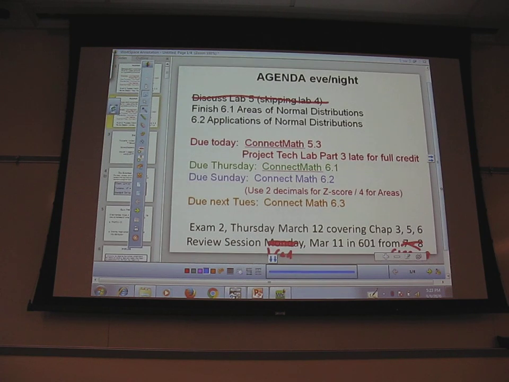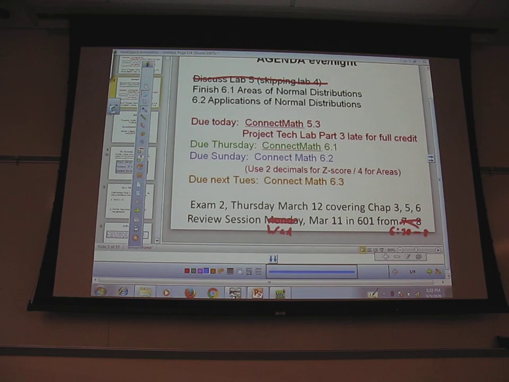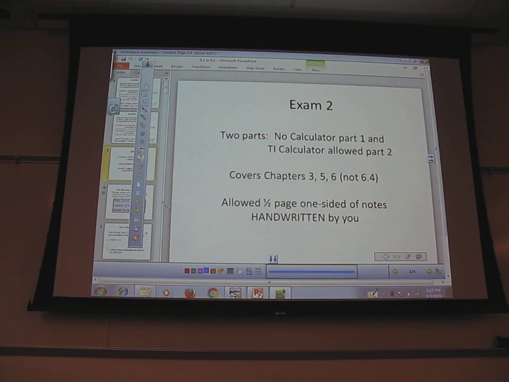So again, these are the things we're working on today. We have our exam coming up a week from Thursday. I'm going to do a review session on Wednesday from 6:30 to 8 in room 601. And this is the information for exam 2. No calculator, or a very basic calculator that can just do addition, subtraction, multiplication, and division, and maybe square roots, but a basic calculator.